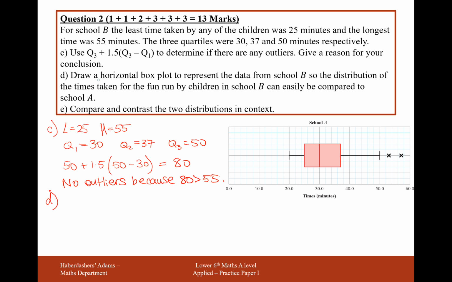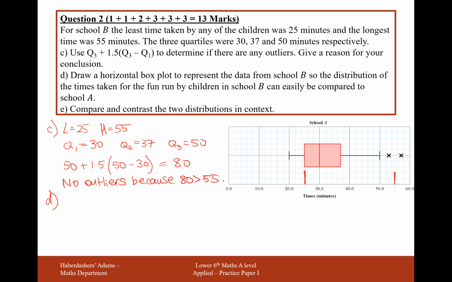Part D, draw a horizontal box plot to represent data from school B so the distribution in times taken for the fun run by school B can be easily compared to school A. What I think I'll do is I'll plot my diagram just below school A's diagram. So the lowest time was 25, so I'll plot a marker here at 25. The highest person was 55.